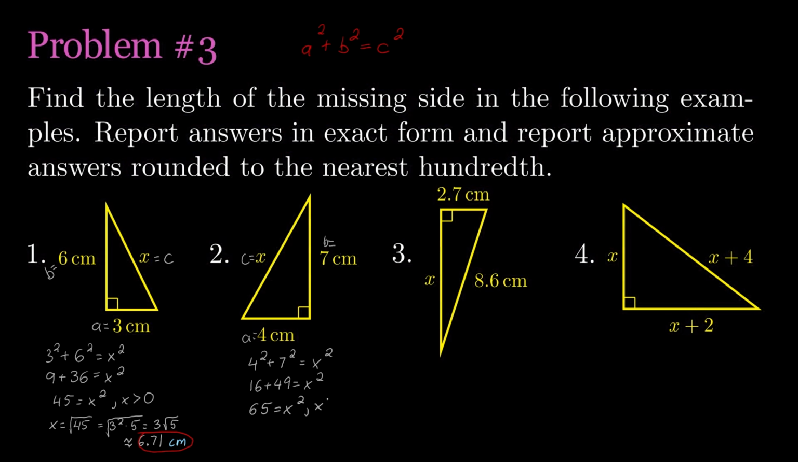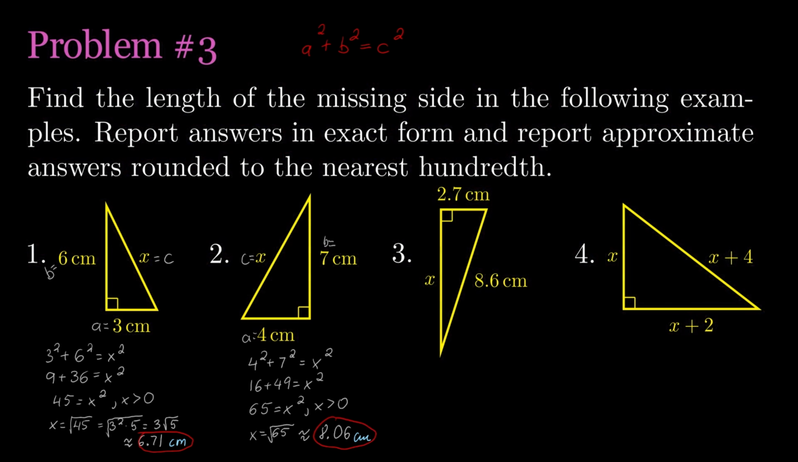Again, x being the length must be greater than 0, so we only take the principal square root of 65. Now 65 is 5 times 13, and it doesn't have any perfect square factors. So it's already in simplified radical form, of course, but we can still approximate it, rounded to the nearest hundredth, to be 8.06. Again, centimeters, we always use the units if they are provided.